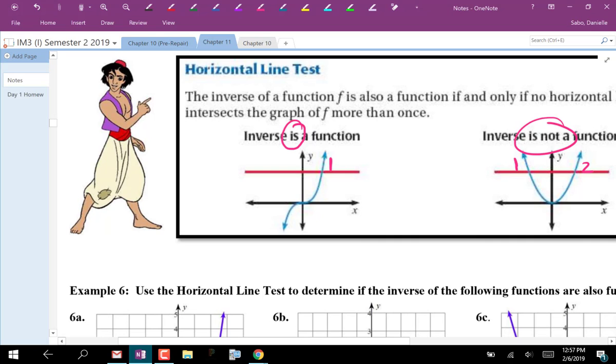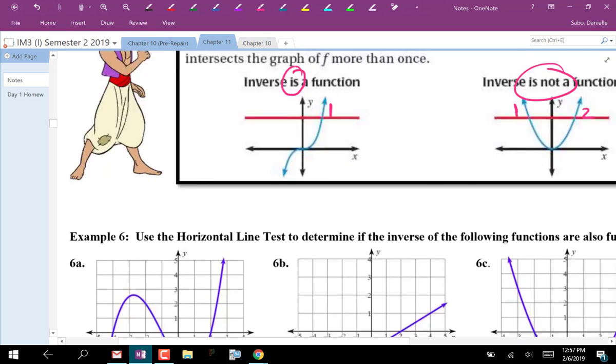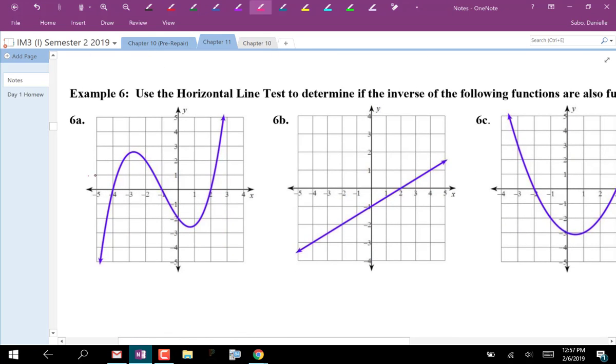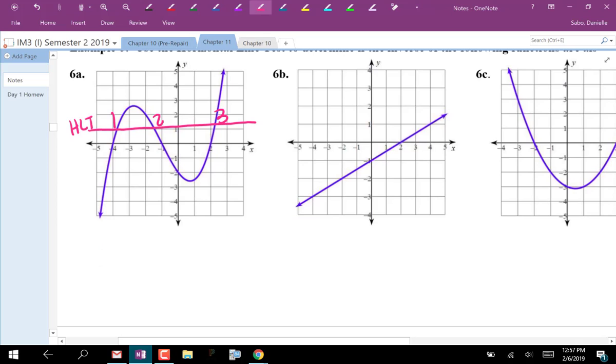Okay, so let's practice it. Let's take a look at this first one. If I draw in a line, I'm going to write HLT just so that you know that's what we're doing. And obviously you don't have to write that every single time. But look, it crosses 1, 2, 3 times. So is the inverse a function? No. So I'm going to write this out. The inverse is not a function.